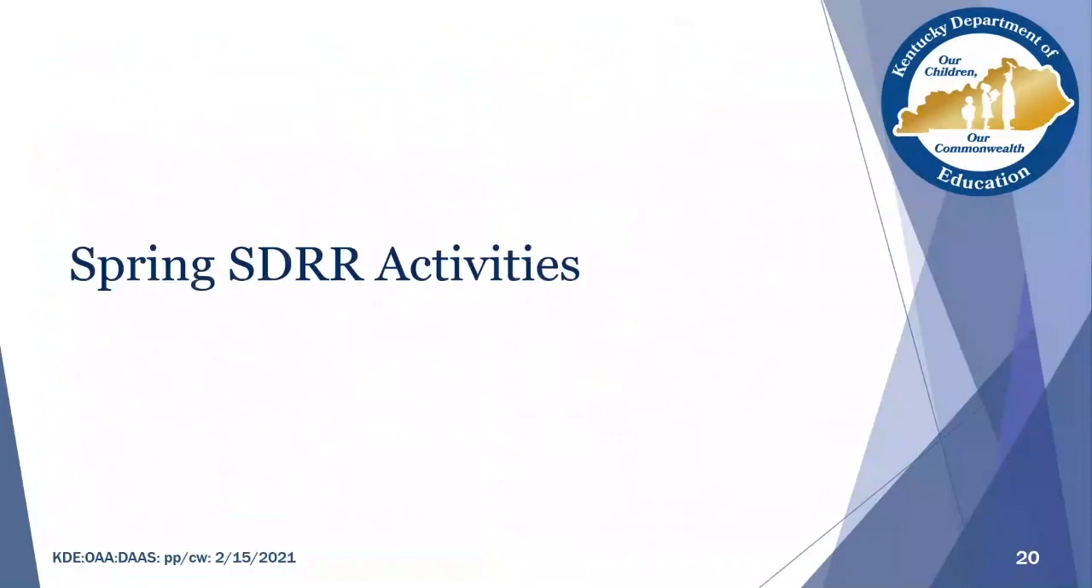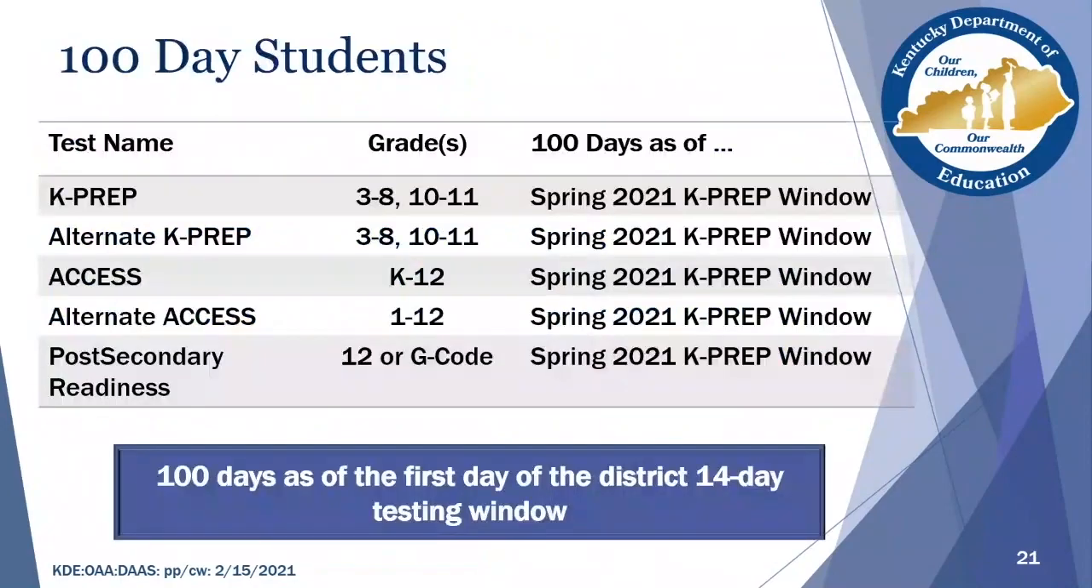Let's look closer at the spring Sdrr activities. We are collecting the 100-day students as of the first day of your 14-day test window. As of the time of this recording, the U.S. Department of Education has not waived accountability or assessments for 2021. Kentucky will apply for a waiver if it is offered.